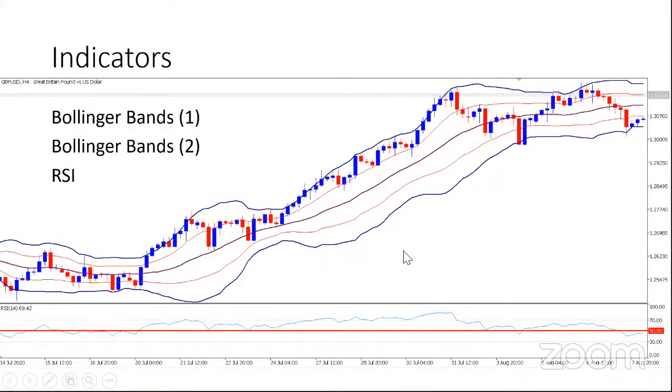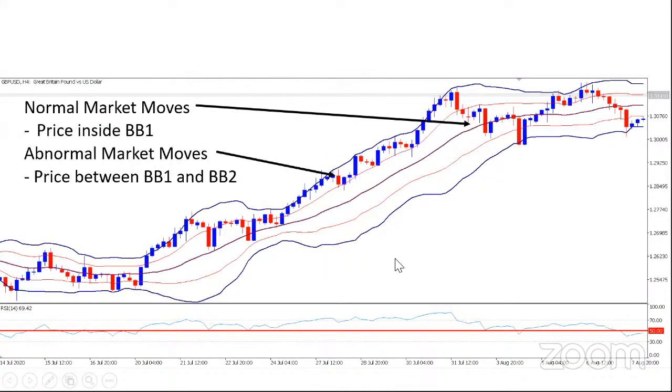Yan. So, kompleto na yung ating setup ngayon. So, paano natin gagamitin yan? No? So, as mentioned earlier, yung normal moves ng market, price should be inside your Bollinger Band 1. Okay? So, kagaya nito. Pag yan, normal lang yung ating price setup. Pero kapag nandun na siya sa gitna ng Bollinger Band 1 and 2, kagaya nito, that means abnormal na yung price movement and it could be trending.